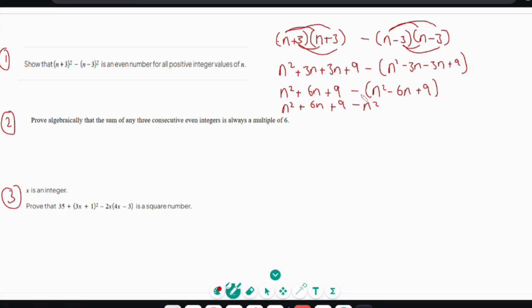Minus n squared minus 6n minus positive 9. Right, I'm going to collect my like terms over here. N squared minus n squared disappears, 0. 6n plus 6n, 9n plus 9n, 0. So it is an even number. So it's even, you need to take out a factor of 2. So therefore, even.